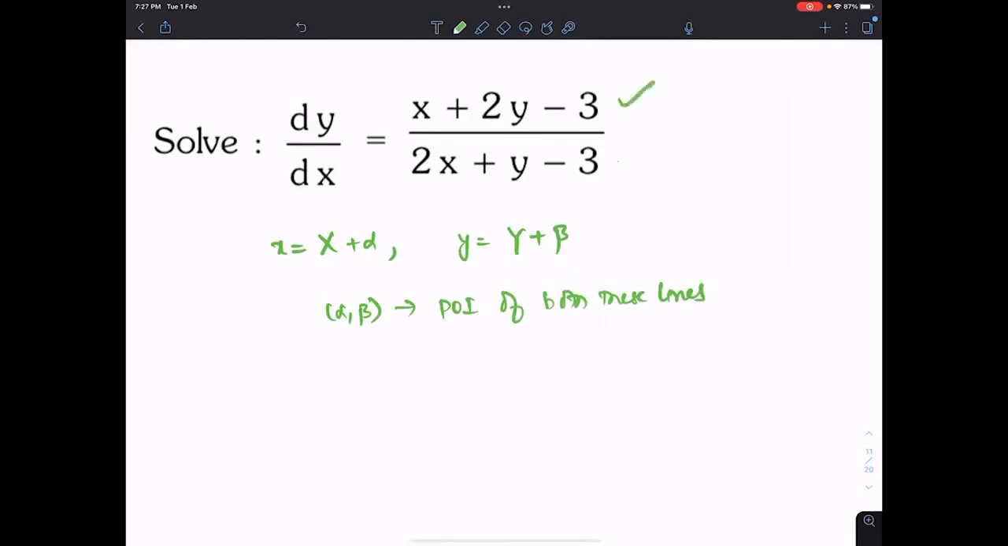So if I see these two lines, since they are not parallel, they will intersect. Now, what is that intersection point? (1, 1), you will get it. Okay. So now you take small x as capital X plus 1, small y as capital Y plus 1.